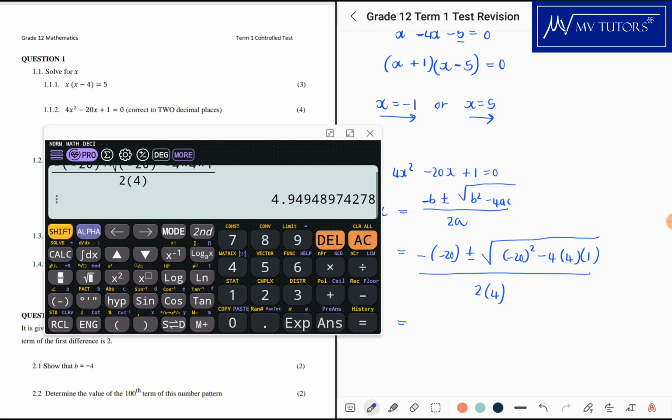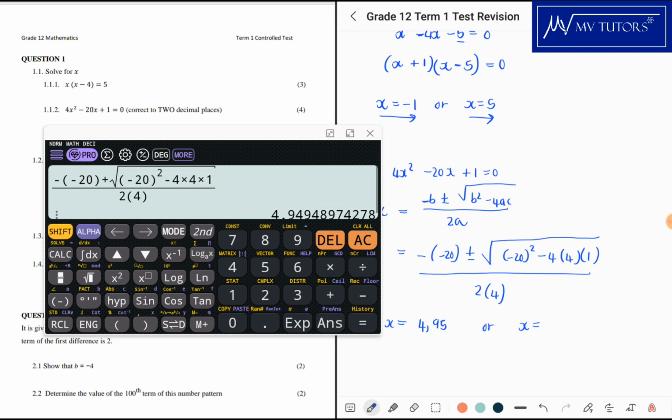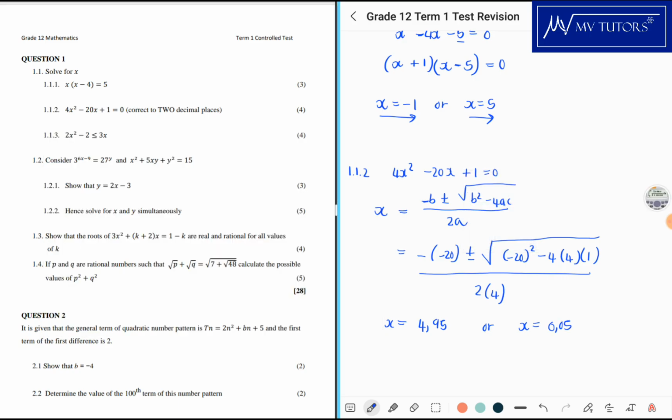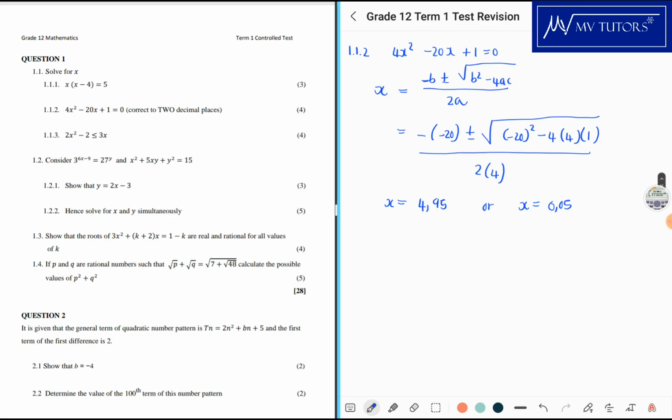Alright, so we get 4,95. Okay, so x is equal to 4,95, or x is equal to, if I use the negative portion of it, I get 0,05. Okay, then I am happy and we can move on to another question.